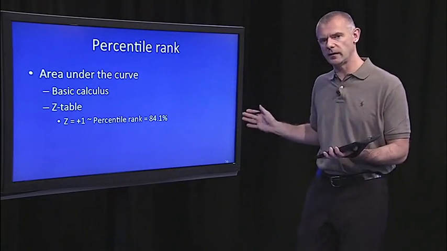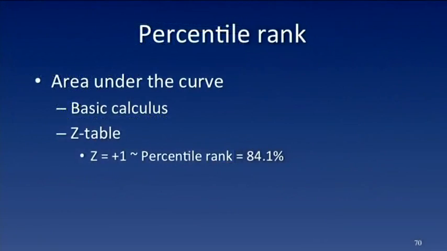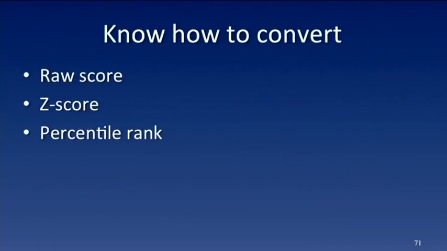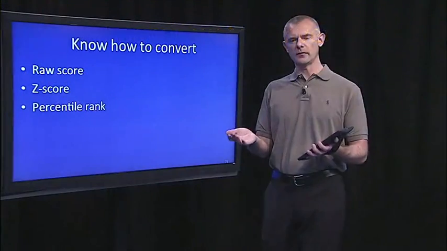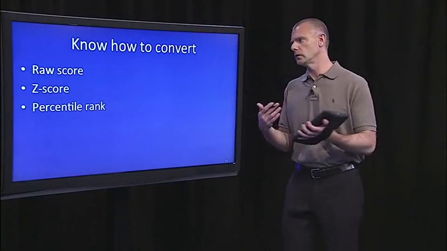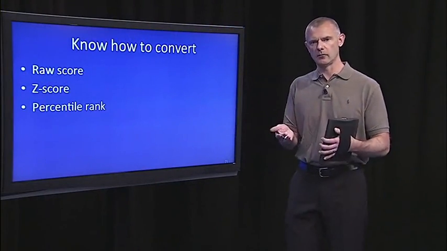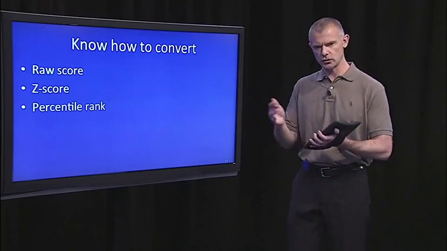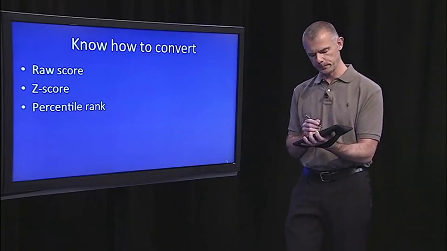So again, using basic calculus or what we call a z-table or the normal distribution. The gist of this exercise is that you should feel comfortable converting scores. This is like high school chemistry class, right? Where you have to be able to convert from raw scores to z-scores to percentile ranks and back again. Okay? You should just feel fluid in doing that.